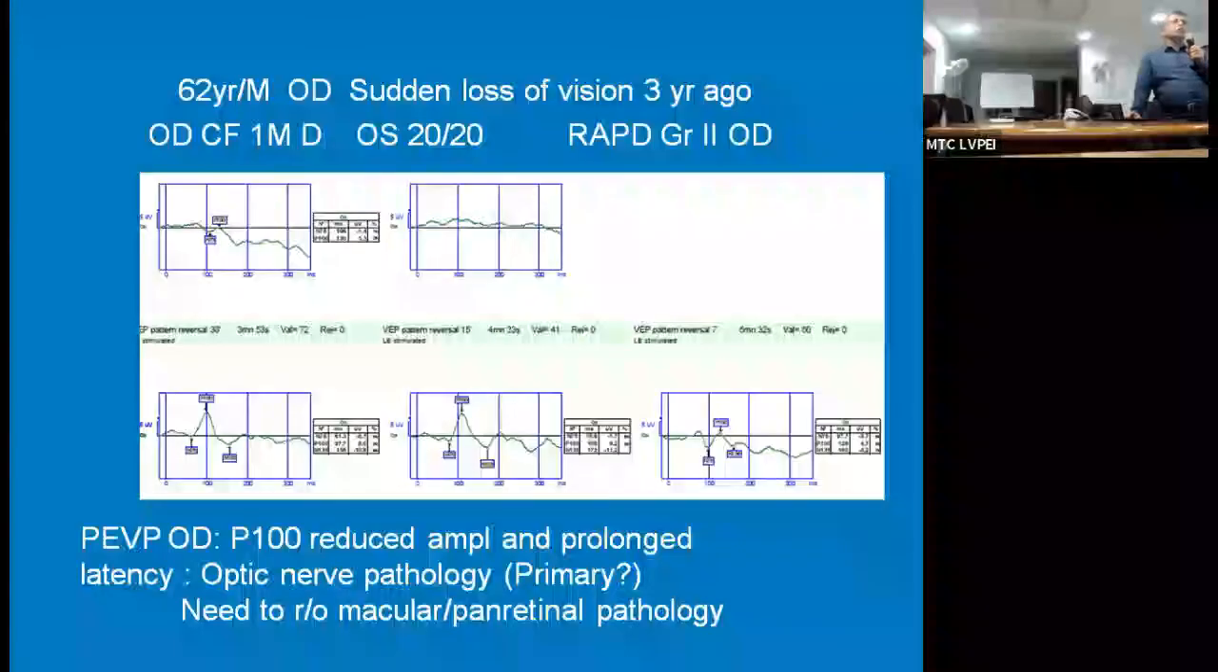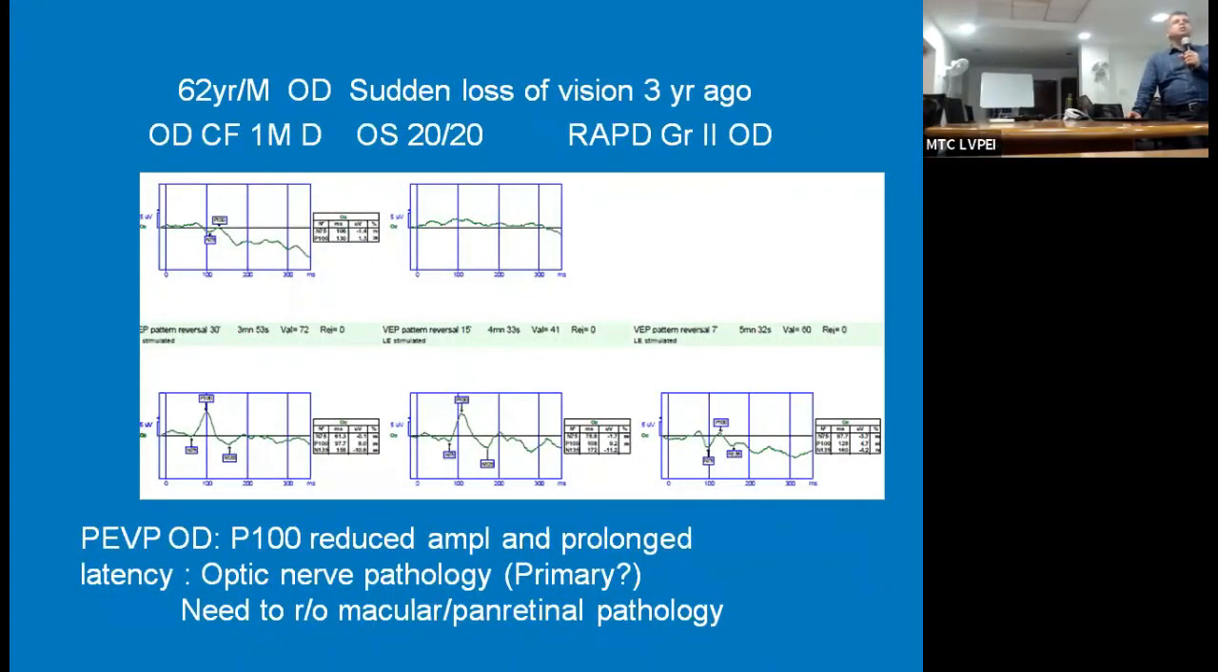And this is actually usual: there is no response in advanced optic atrophy, and there is no role of any further intervention. This is a case.